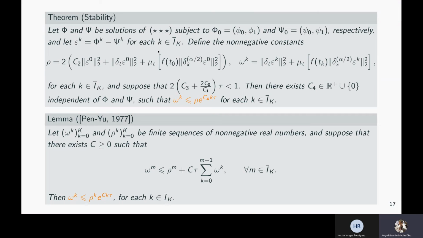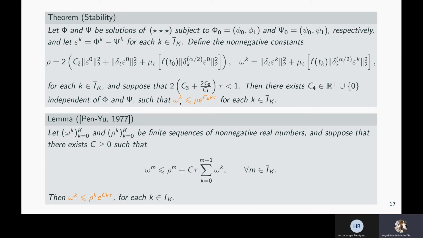To prove stability, we're going to use a discrete form of Gronwall's inequality. This is the discrete form that we're going to use. This lemma was proved by Pen-Yu in 1977. Stability tells us that, basically, this is stability.